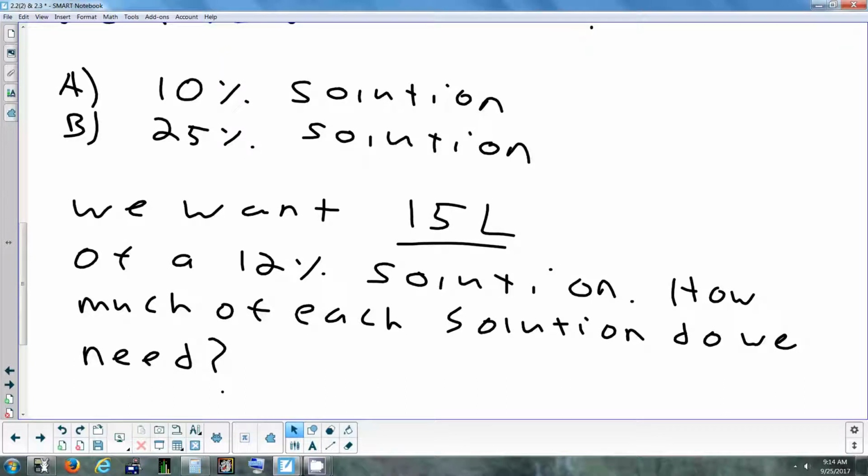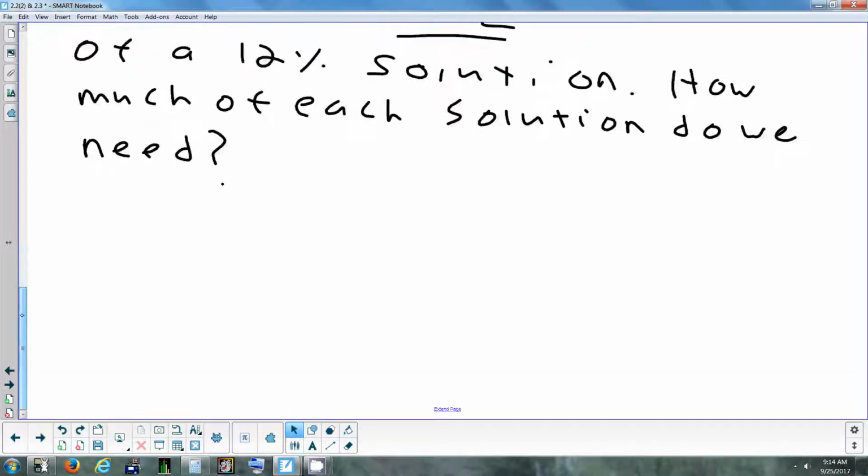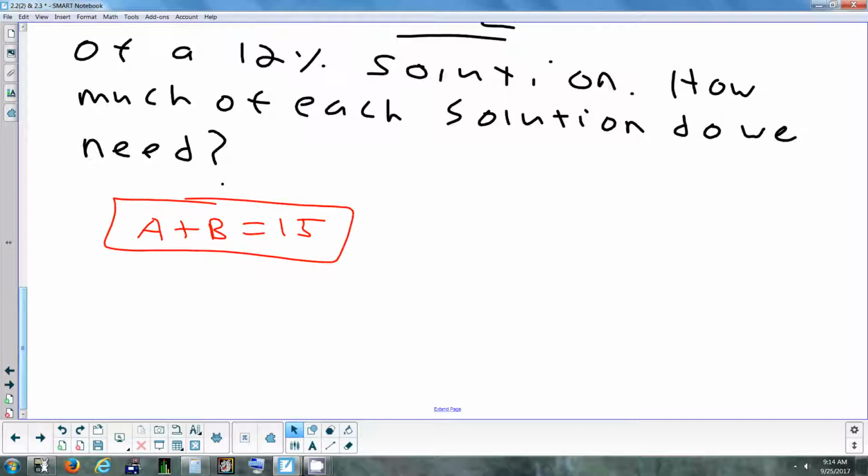Well, Leo, can you give me an equation that represents the total amount of solution we'll have? Oh, it would just be A plus B equals 50 liters. Yeah, there's our first one. A plus B equals 50. There's our first equation.